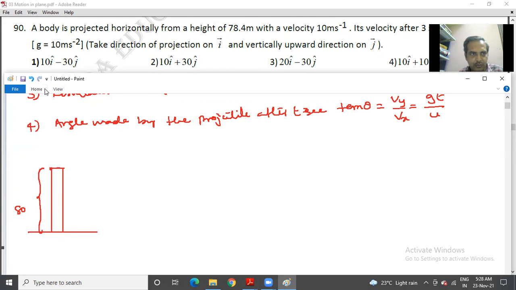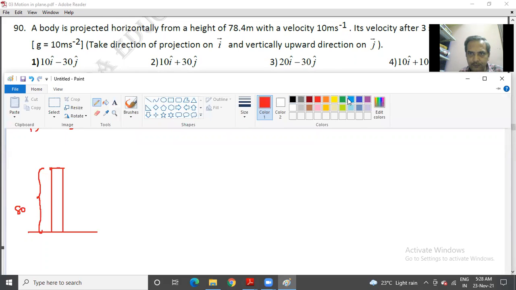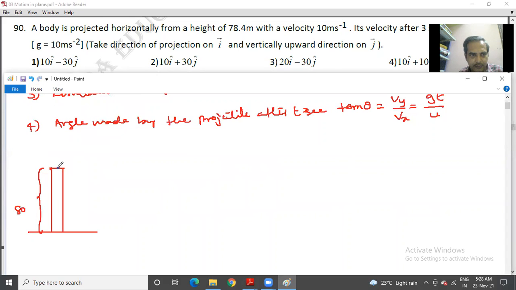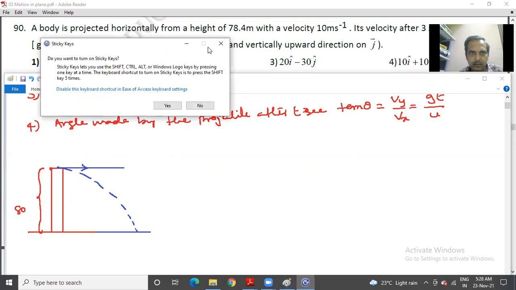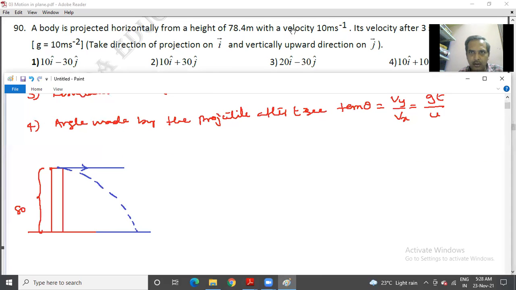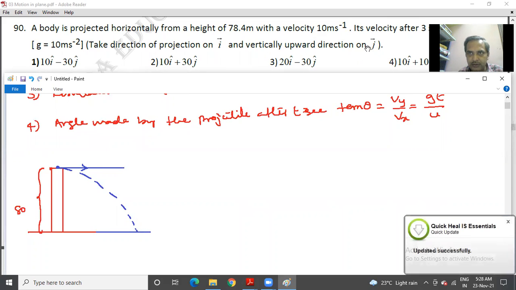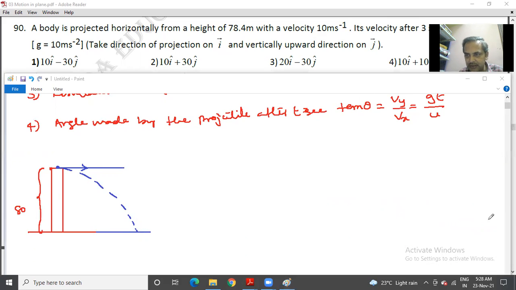Next, the ball is thrown like this horizontally. So due to gravity, it follows the parabolic path. Assume that, what is the time of descent? First let us decide whether it is in the middle of its path or it reaches the ground within 3 seconds. So first let us decide that.